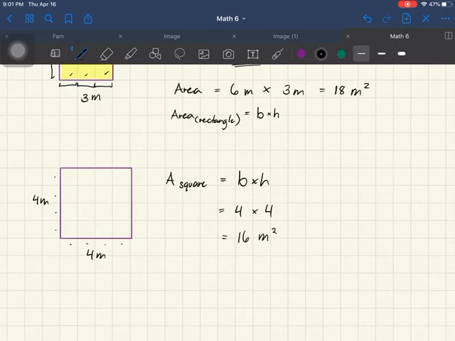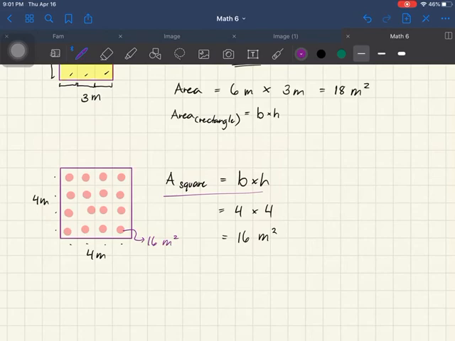So is that correct? Let's figure out if that's correct. 1, 2, 3, 4, 5, 6, 7, 8, 9, 10, 11, 12, 13, 14, 15, 16. So there are 16 squares. There are 16 square meters in that figure. So this should be correct.